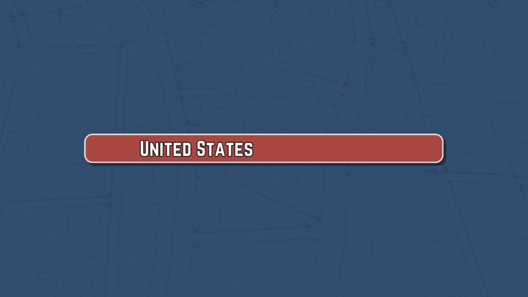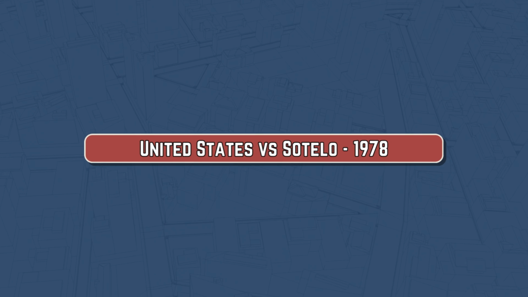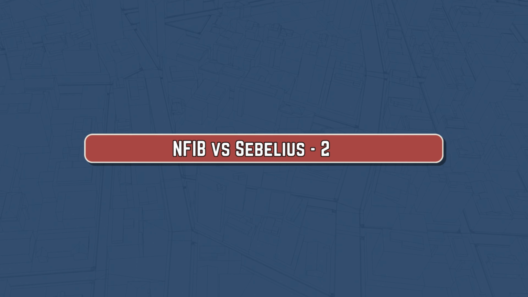In 1978, in United States v. Sotelo, the Supreme Court clarified that although a penalty is not a tax, something called a penalty can still be a tax. And finally, in 2010, in NFIB v. Sebelius, the Supreme Court ruled that as long as the individual has a lawful choice on whether to engage in the taxable action, it's considered a tax.